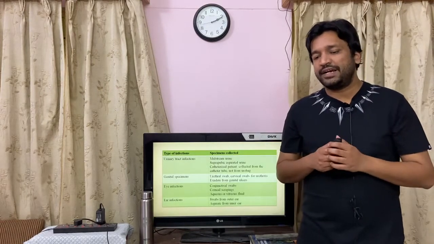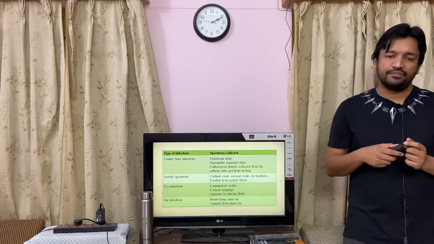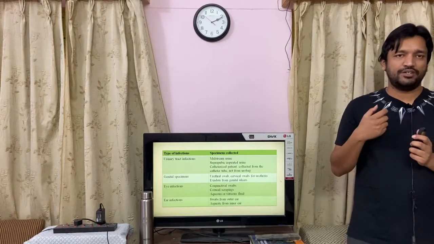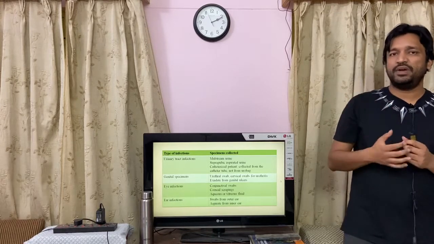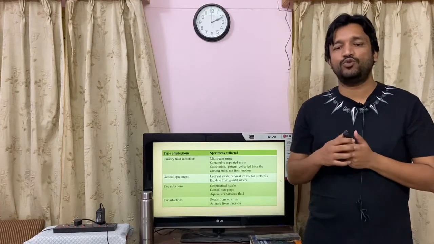For urinary tract infections, a midstream urine or suprapubic urine aspirate. Then for catheterized patients, we have to note that the specimen should never be collected from the urinary bag or the uro bag, and the specimen is to be collected from the catheter tube.